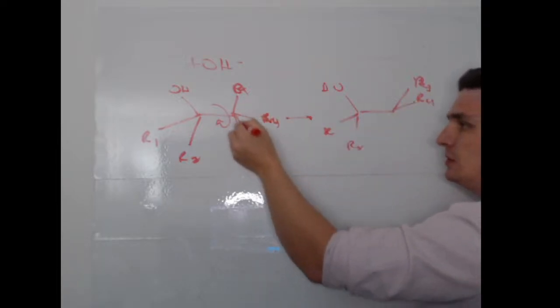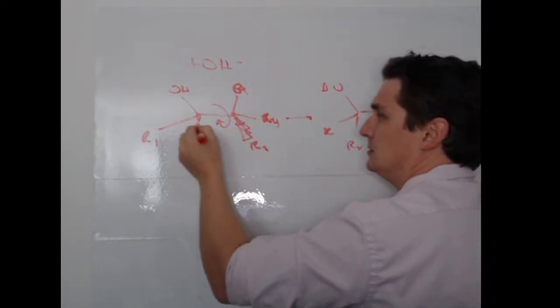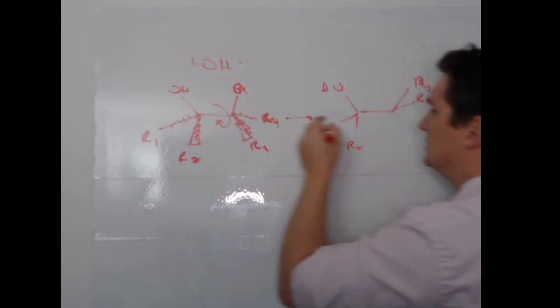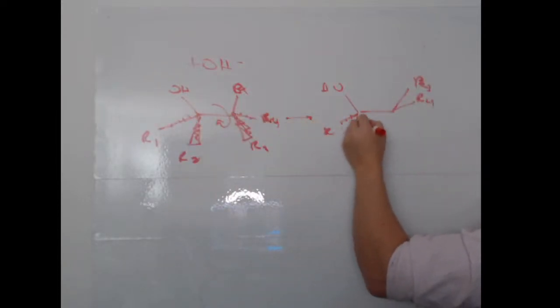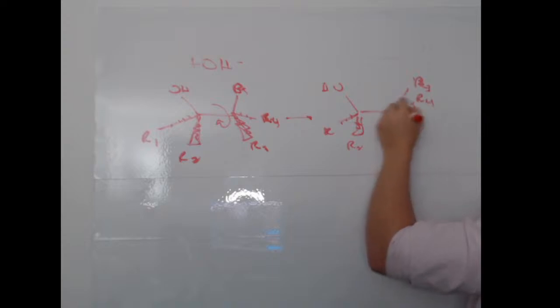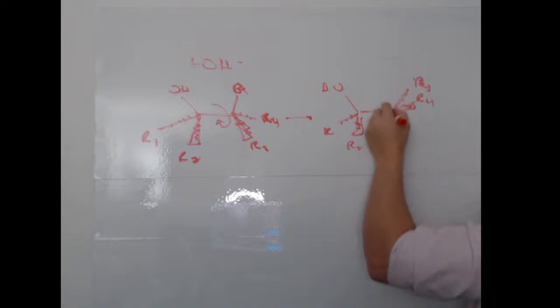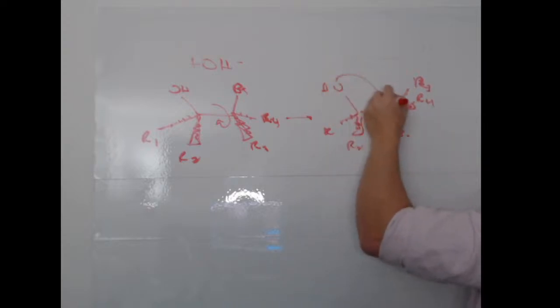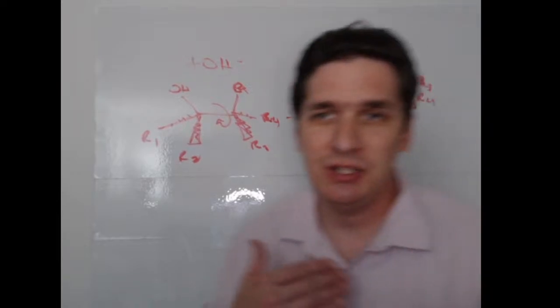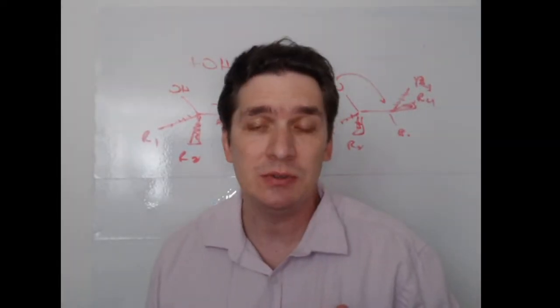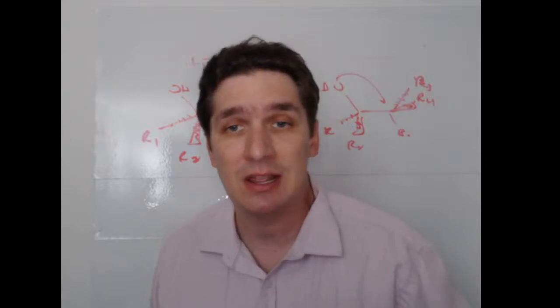So wedge, dash. So now R4 is out, and it can undergo a reaction, and so we change the position of R3 and R4 relative to each other because we have to rotate to get to the trans position.